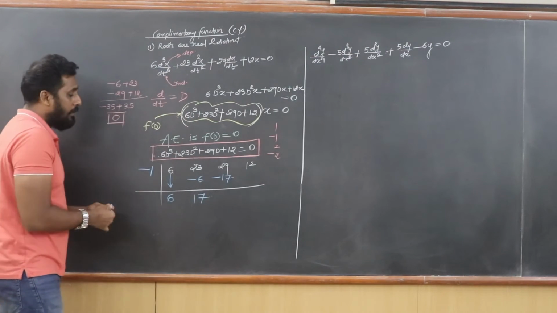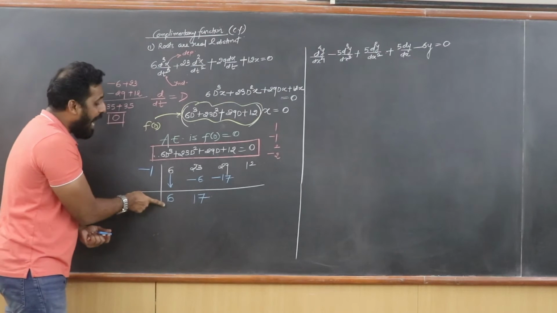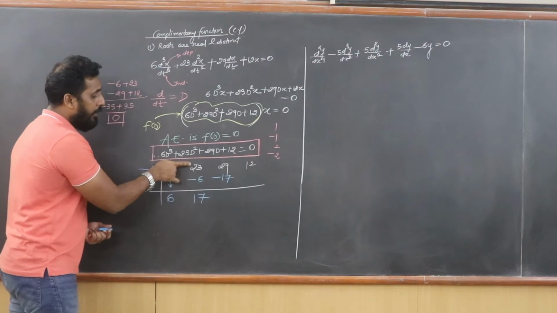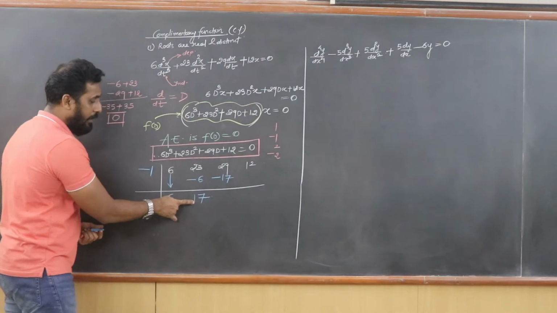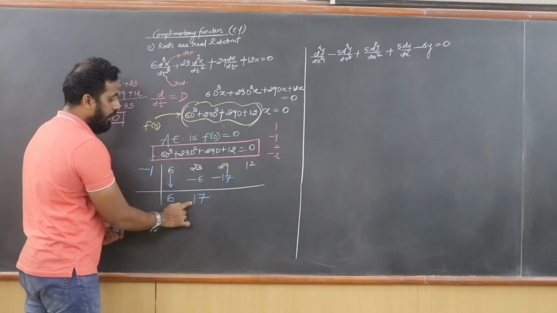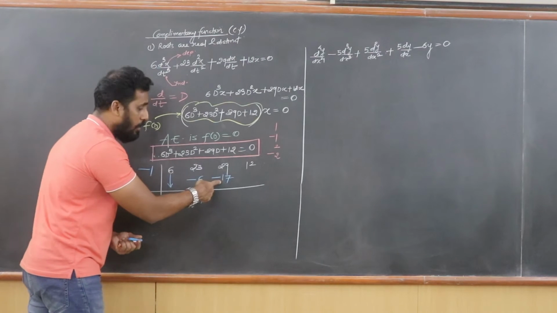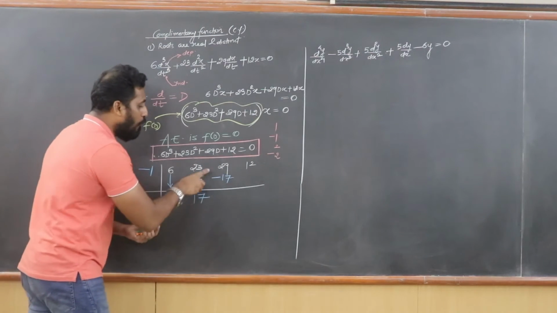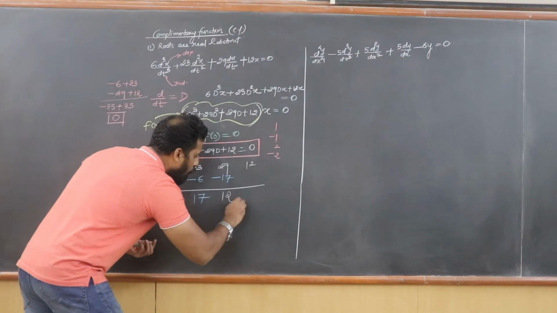Observe carefully how I started. 6 went down as it is. Minus 1 multiplies with 6, you get minus 6. 23 minus 6 will give us 17. Minus 1 into 17 gives me minus 17, so it is written here now. So 29 minus 17 I am going to do. If you observe 29 minus 17, you get 12.